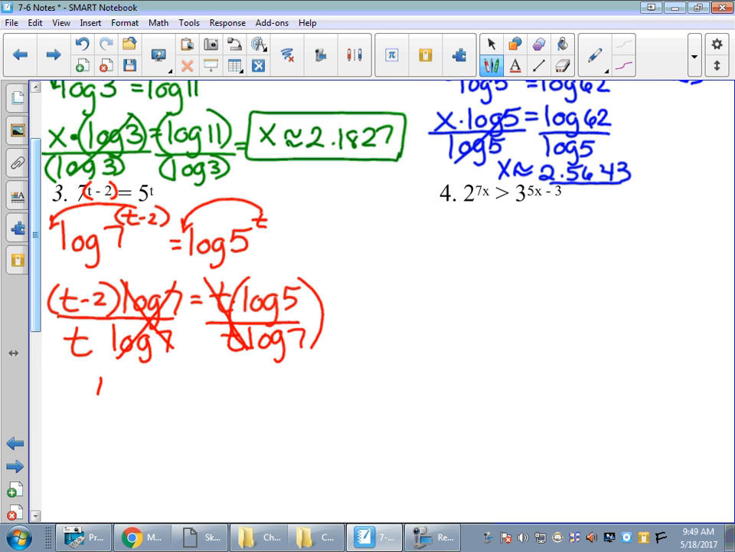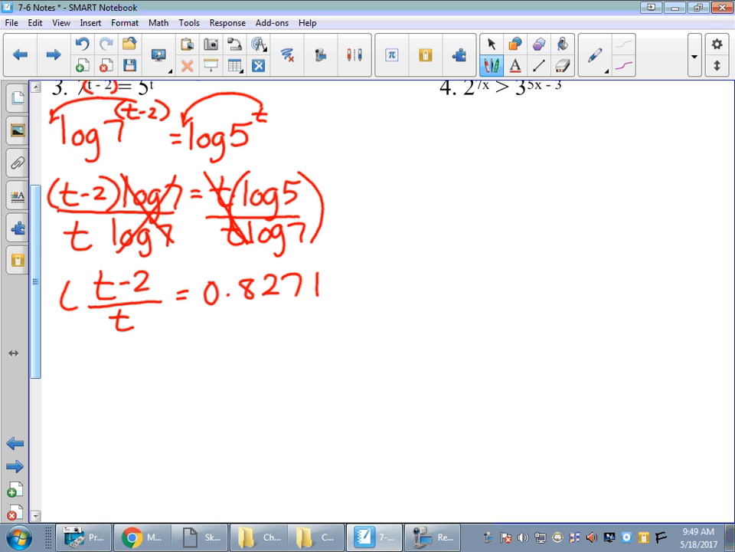So on the left-hand side, I've got t minus 2 over t is equal to, and then let's go ahead and get a crazy decimal. So log 5, divide by log 7 equals 0.8271. Now I'm going to leave that decimal on there. Now that I have all that, I've got to get that t out of the denominator. I guess I should have left t alone, but that's okay. Times by t to get out of here. Now I'm going to put it with this decimal. Now that we have the decimal, it makes a little bit more sense.